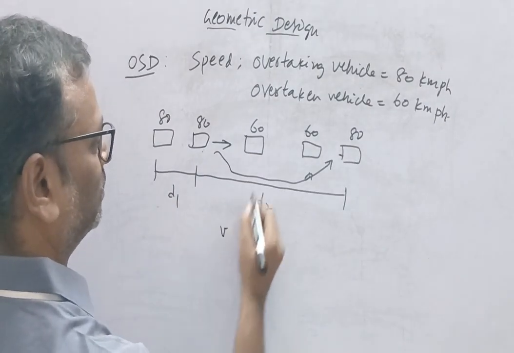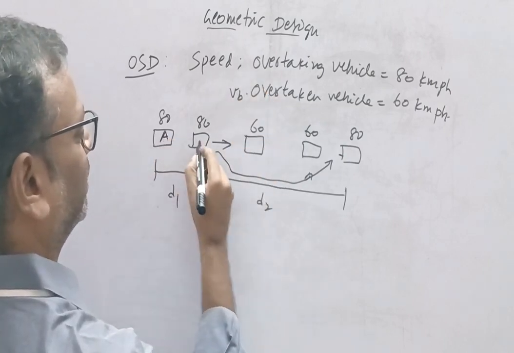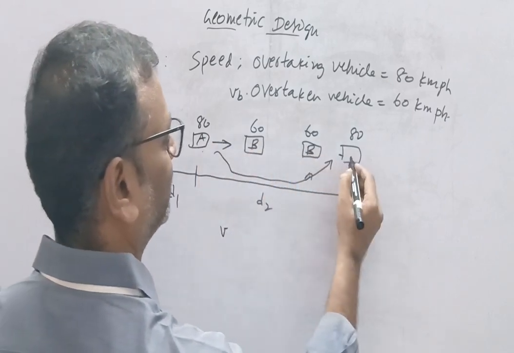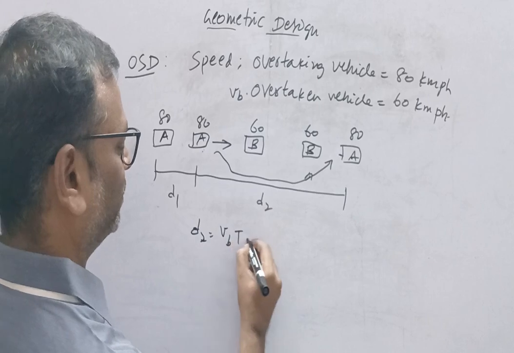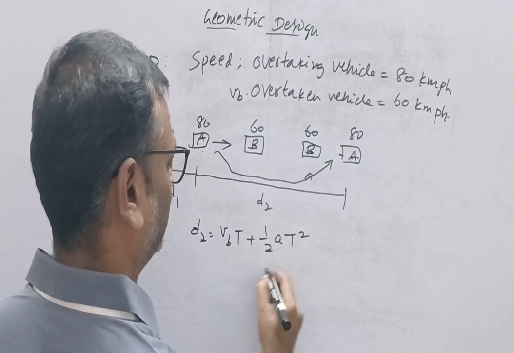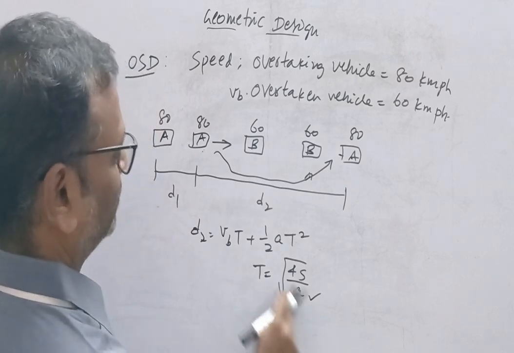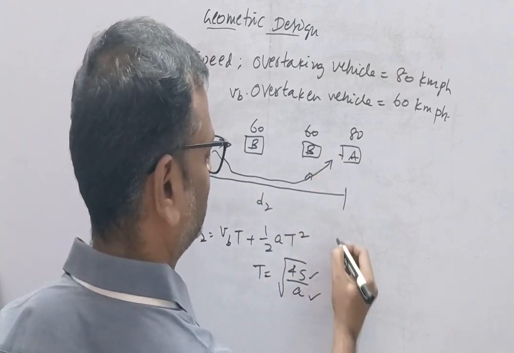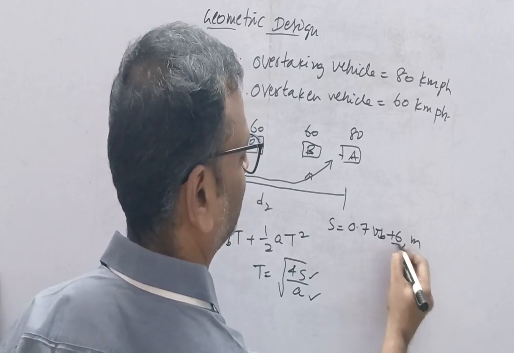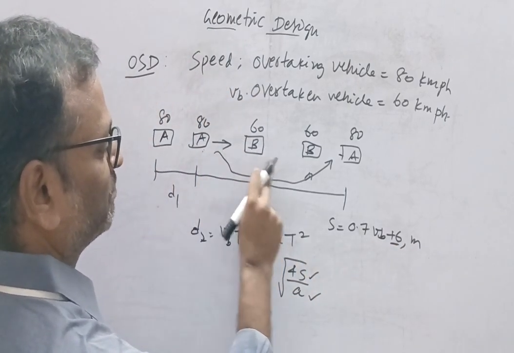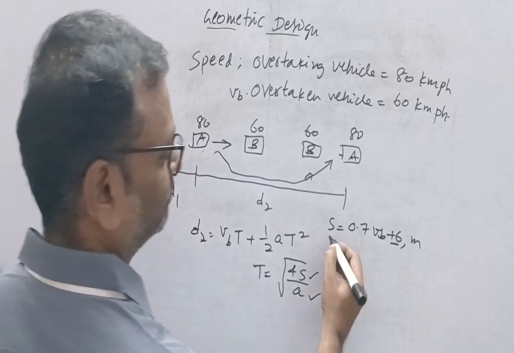Plus, we know, overtaking vehicle, it is VB. Say this is A and this is the vehicle B. Then we know D2 is equal to VB into T plus half AT square, where T is square root of 4s by A, where A is the acceleration of this vehicle and s is 0.7 VB plus 6 meter. You know 6 is the length of the longest wheelbase vehicle. So s.